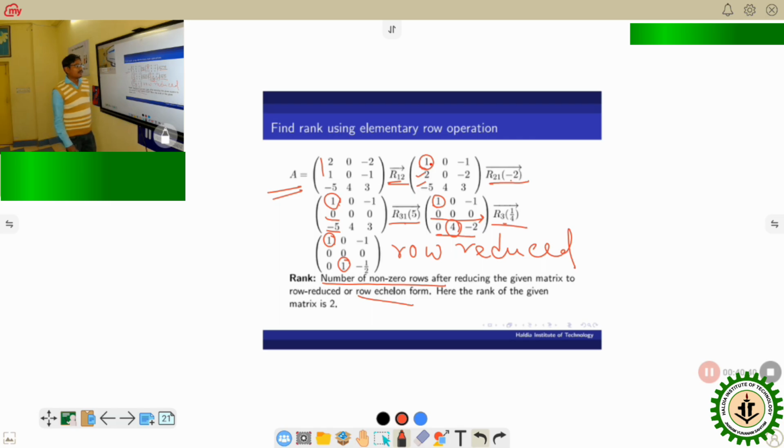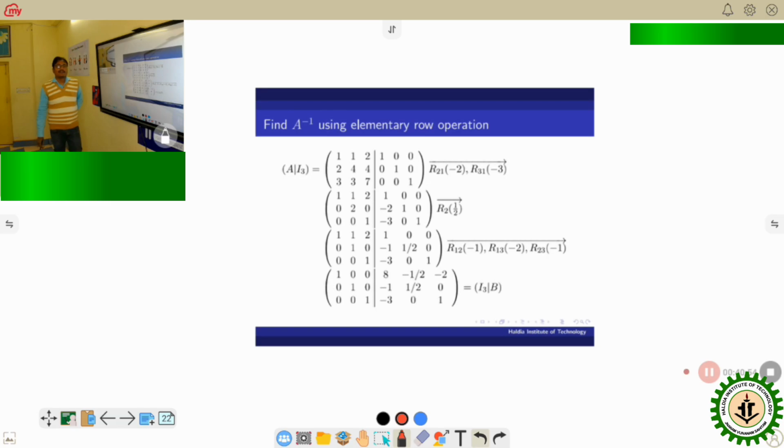Here the rank of the given matrix is 2, because the number of non-zero rows is this one and this one, 2. That is, the rank of the matrix is 2. So using this, you can find the rank.